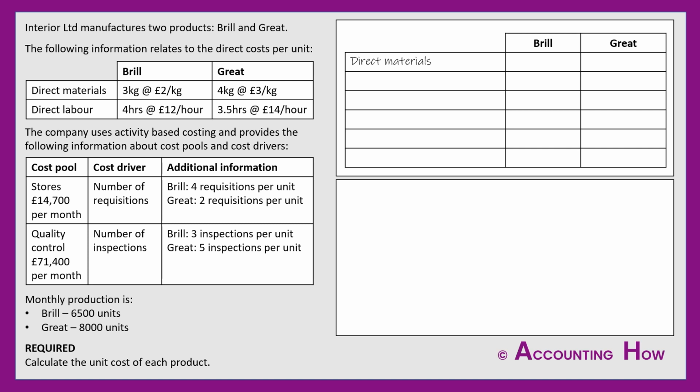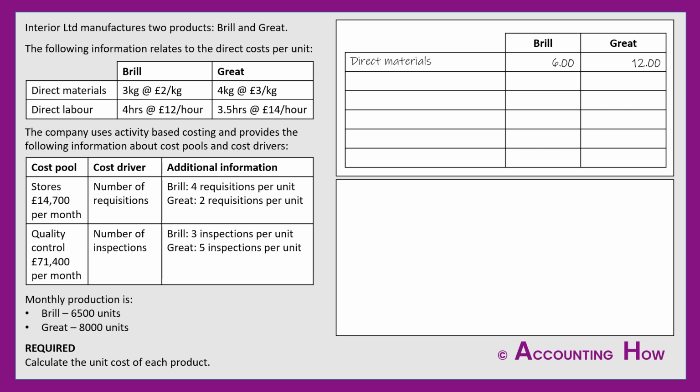So you can see then direct materials, Brill. On the left hand side it says Brill needs 3 kilograms of materials at £2 per kilogram. So in total that's going to cost £6. And then to make 1 unit of Great, the table on the left shows me I need 4 kilograms at £3 per kilogram. So 4 times 3, that's going to cost me £12.